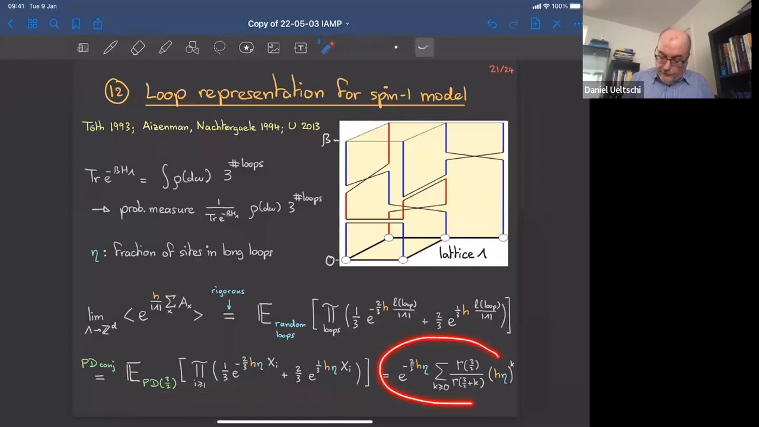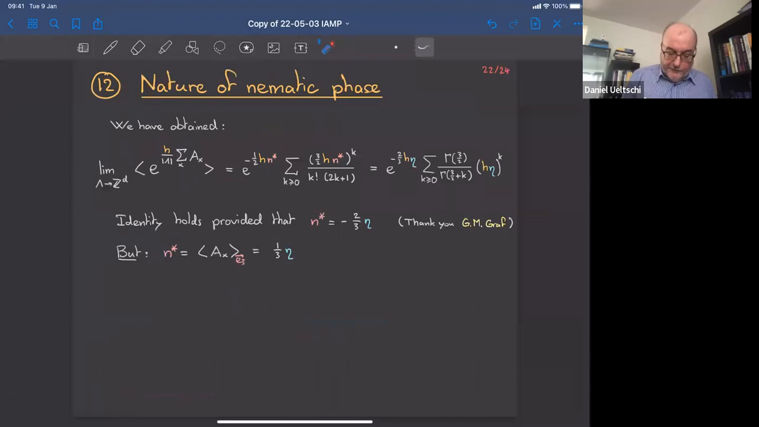And then this can be calculated in a few lines of calculations, and we get this function over here. So we can compare to what we had before. I have just copied and pasted the previous result. So this thing over here, if we accept the heuristics of symmetry breaking, we get this function. If we accept the loop representation and the Poisson-Dirichlet conjecture, we get this function over here. And it turns out that this is indeed the same function of h, provided n star is minus 2/3 eta. So I have to thank Gian Michele for helping, for making the calculations explicit. I relied on Mathematica as far as I was concerned. So if you have this identity over here, everything works fine.